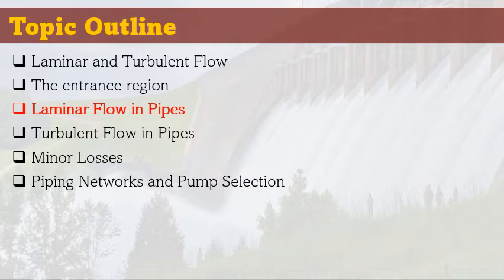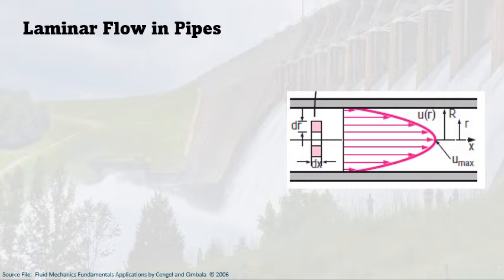Now that we already know what the entrance region is, we are ready to dig deeper into laminar flow in pipes. If you can still recall, the flow in the pipe is considered to be laminar for Reynolds number less than or equal to 2,300. And the flow is fully developed if the pipe is sufficiently long relative to the entry length, so that the entrance effects are negligible.